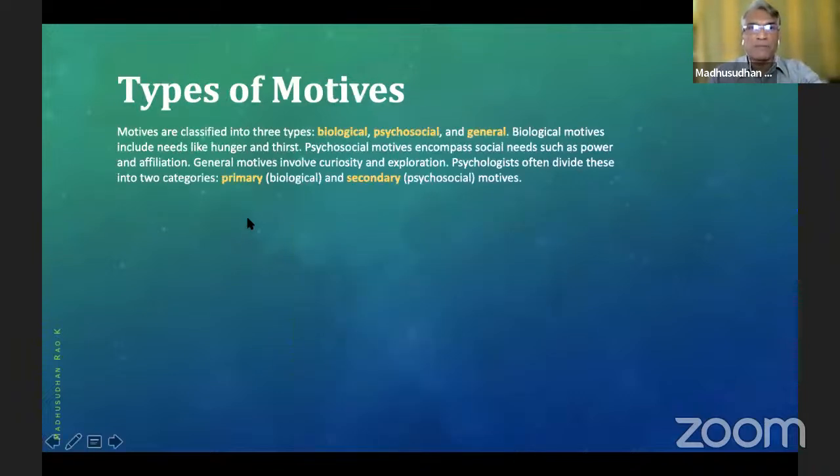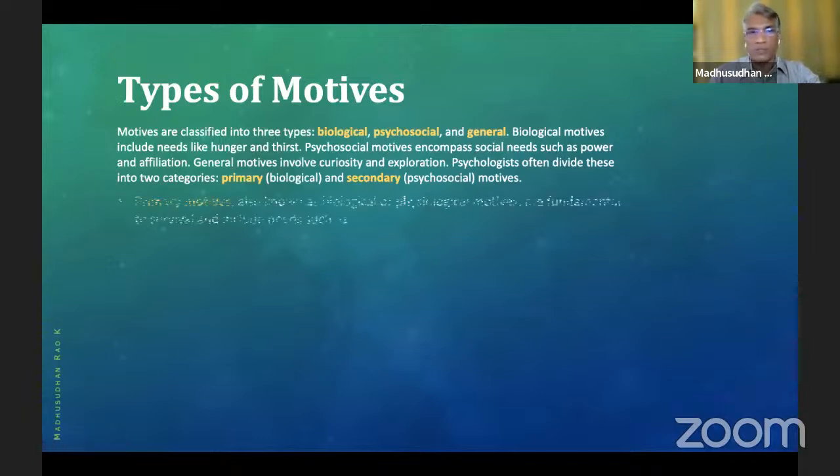Types of motivation. How many types are there? In general, we have biological, psychosocial, and general. Biological motives include needs like hunger and thirst. Psychosocial motives encompass social needs such as power and affiliation. General motives involve curiosity and exploration. Psychologists often divide these into two categories: primary and secondary, biological and psychosocial motives.